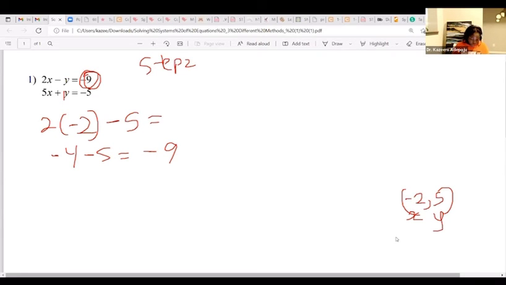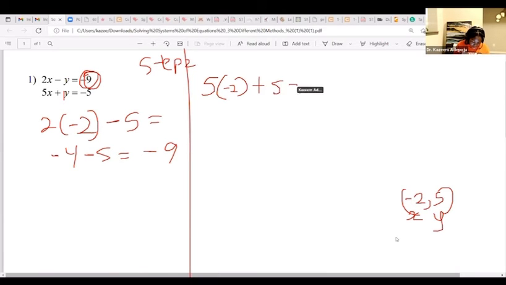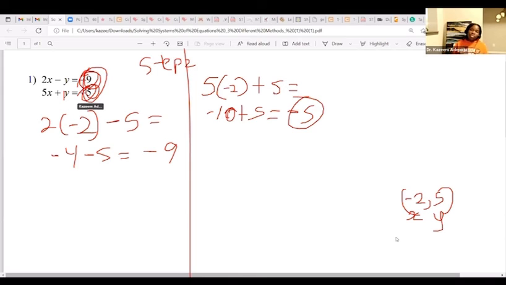Now let's try equation 2. Our equation 2 is 5, and then x is minus 2, close the bracket, plus y, which is 5. Let's see if we get minus 5, just like what they got over here. So 5 times minus 2 is minus 10, plus 5 equals minus 5, just like what they got over here. So when you plug in our answer, we got the same results as the equations. If you use this method anywhere in the world on this equation, you're always going to get x to be minus 2 and y to be 5.